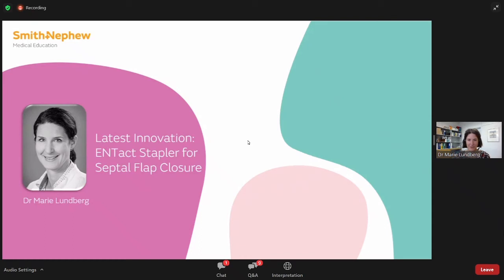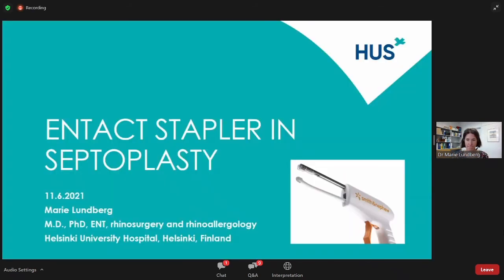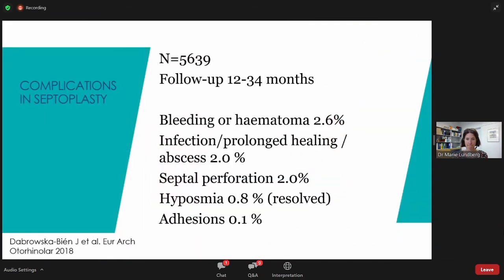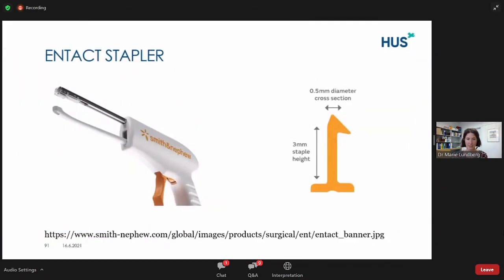Anyway, very good. Okay, thank you so much for inviting me to talk about the ENTact stapler for closing septal flaps after septoplasty. Okay, here is the first slide. I forgot my disclosures. It's this one, and then I've done rhinitis studies with Cordate Medical Company.